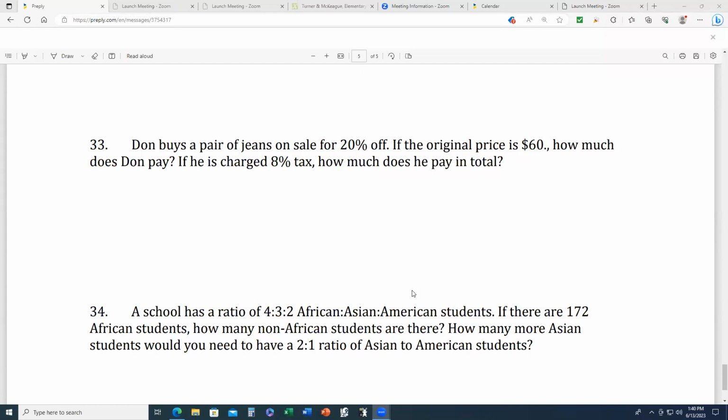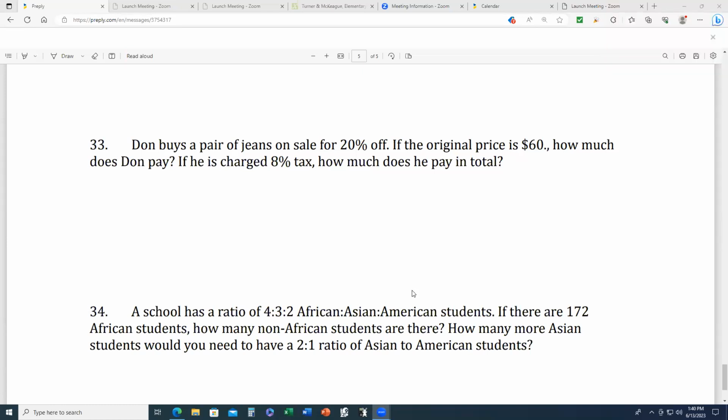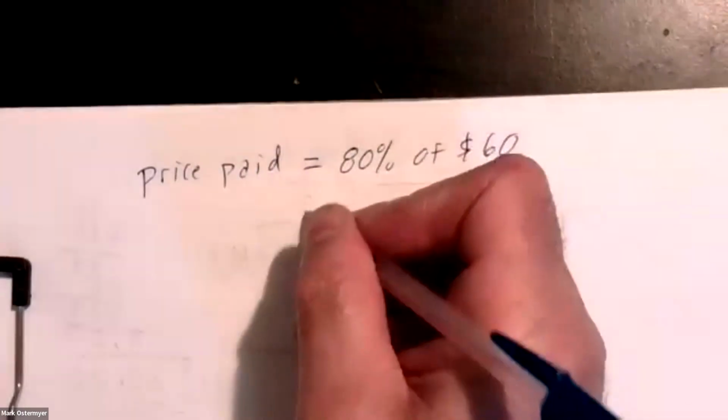The original price is $60. The price he's going to pay is only 80% of the original price, correct? Because that's 20% off. So we take 80% of 60, I mean, minus.